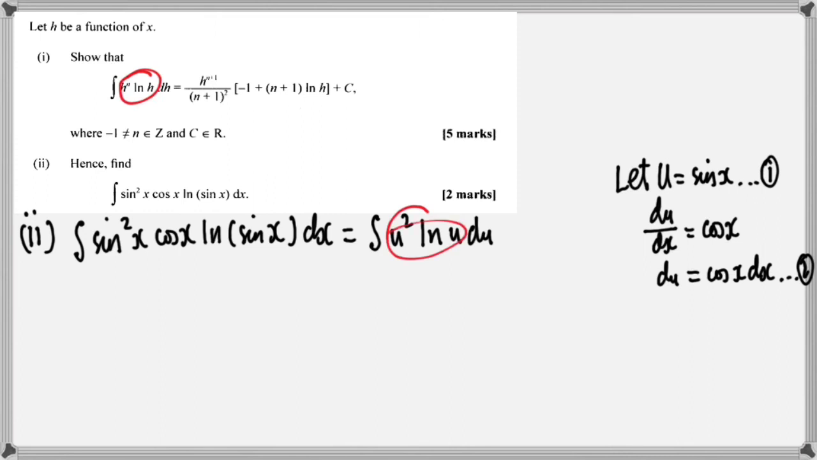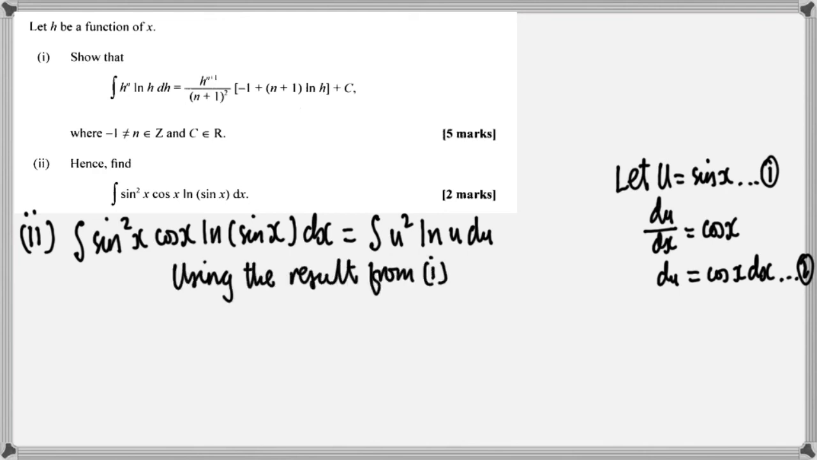It's just that instead of n we have 2. Instead of n here we have 2. So wherever we have n in the result that we have here in part 1, we would just replace it by 2. So that's what we could do here. This is really interesting. This is really nice. So we could use the result from part 1. So this is our hence moment. This is where we're using the result from part 1. This is beautiful. This is brilliant.